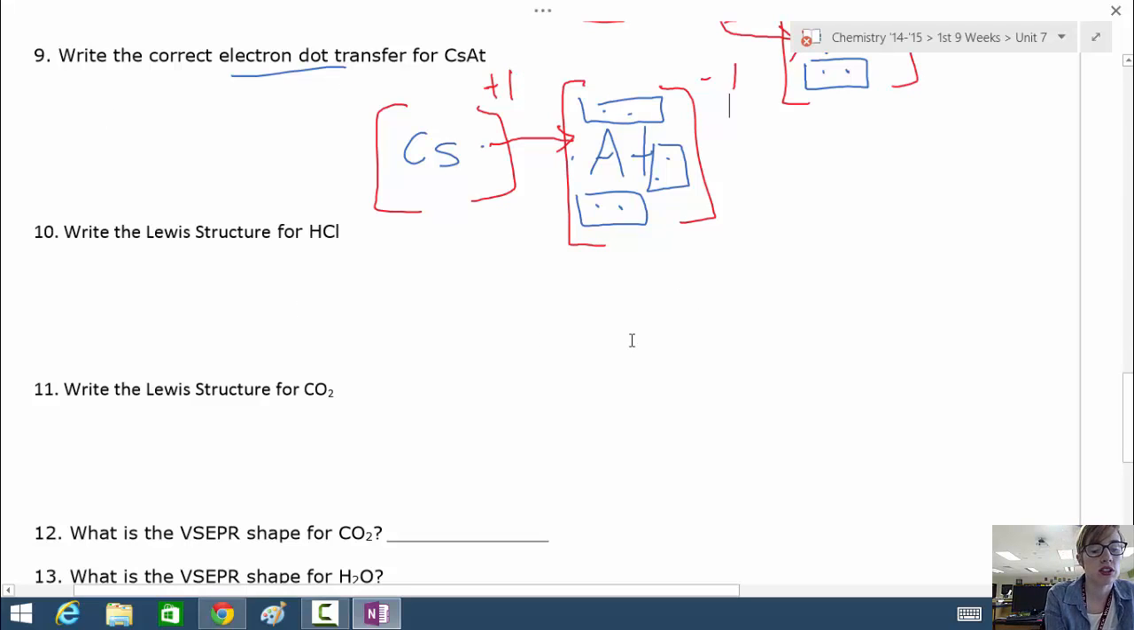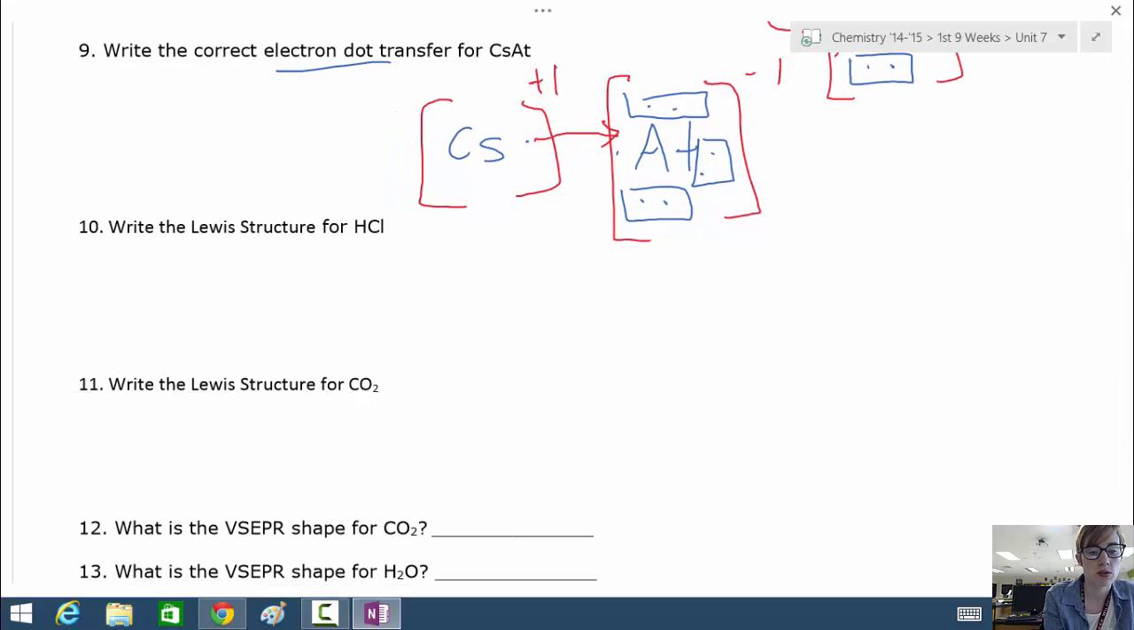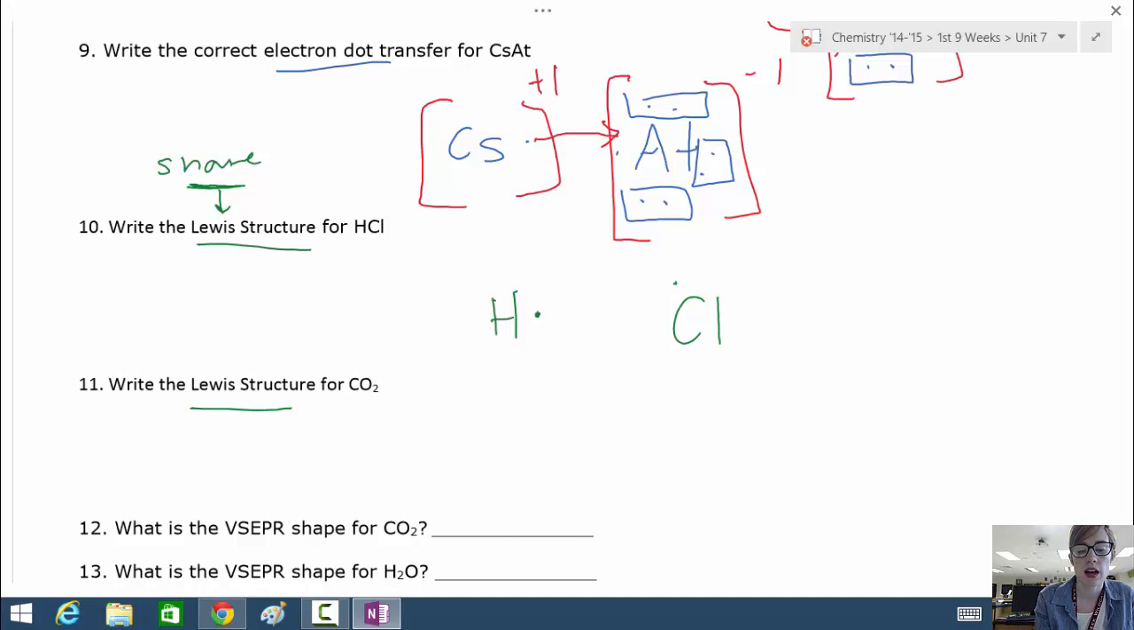And so how is that different? Lewis structures, we draw the bonds. We're going to draw just a line showing that the electrons are being shared. So we do that for Lewis structures. So again, I'm going to draw my H with 1 dot because it's in group 1. My chlorine is going to have 7 dots because it's in group 7. And sorry, my dots are kind of wonky.